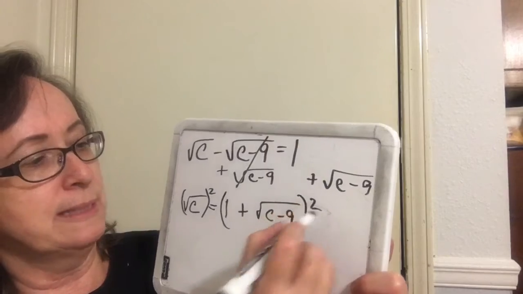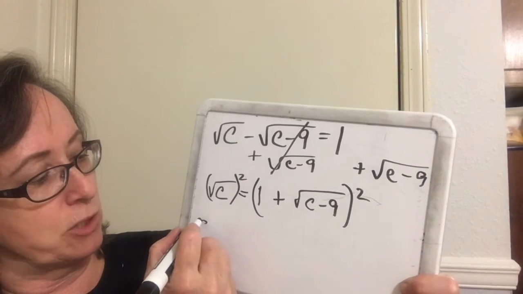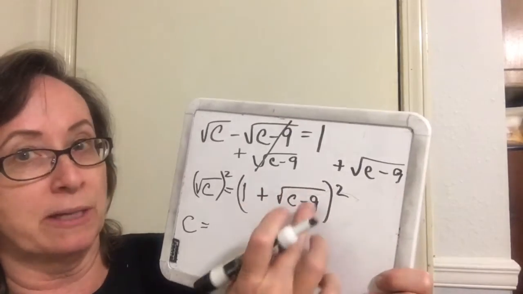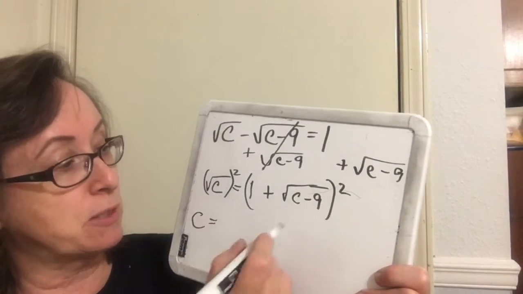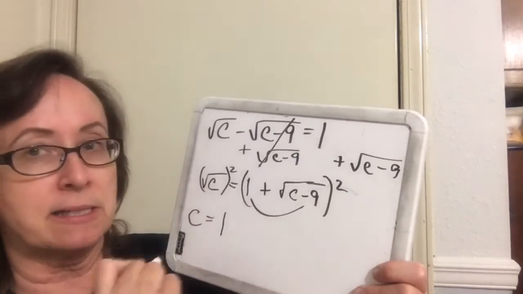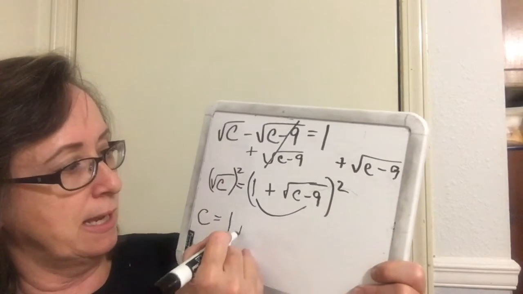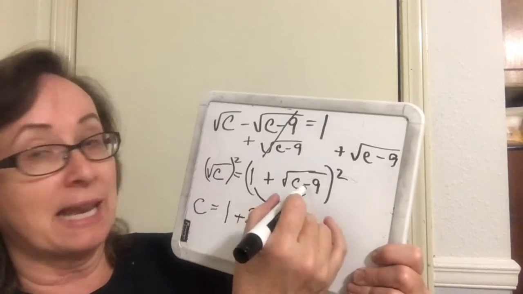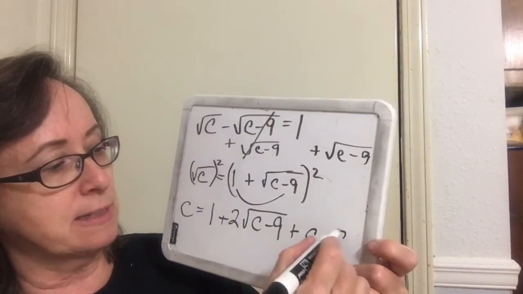Both whole sides. Okay? So now when I square the radical c, I end up with just a c. When I square a binomial, I'm going to treat this like it's one term. I end up getting my a squared plus twice ab plus b squared. So the first term squared is 1. This product doubled. Okay, so 1 times the radical is just the radical. Doubled is going to give me 2 square root of c minus 9. And then the last term squared is going to take off the radical, c minus 9.